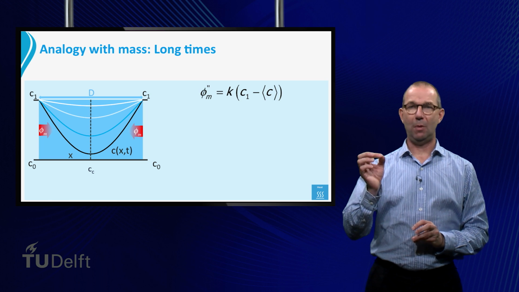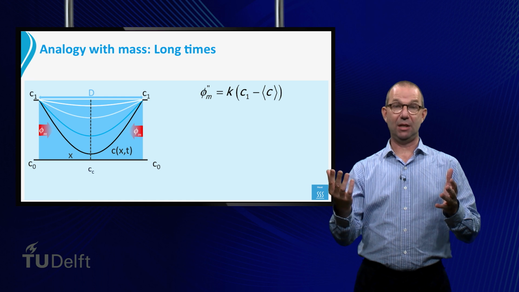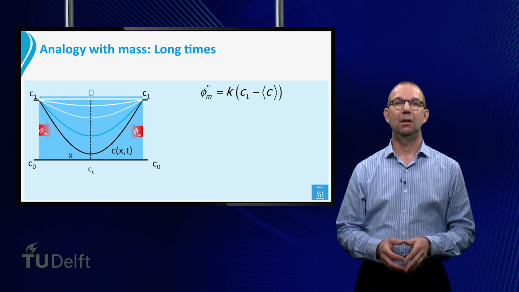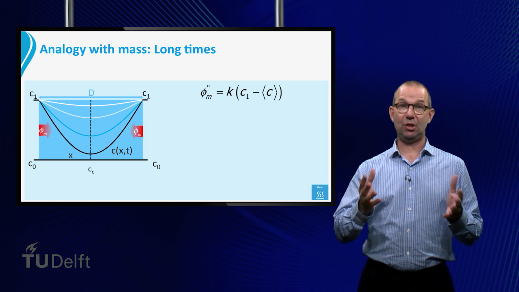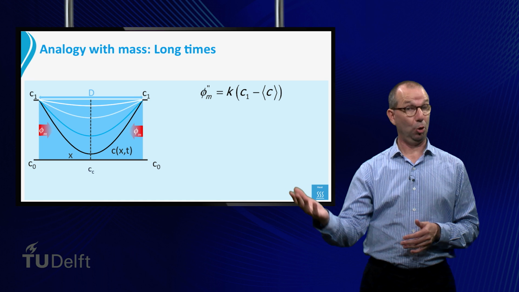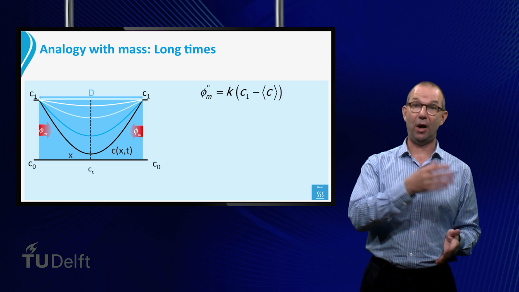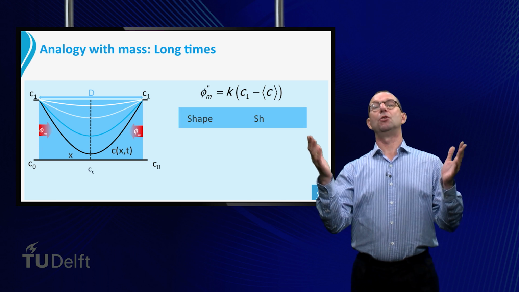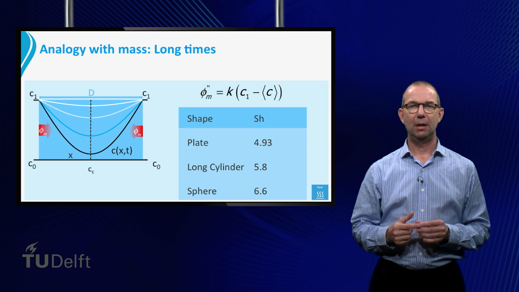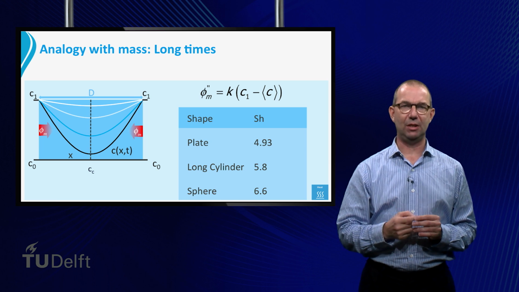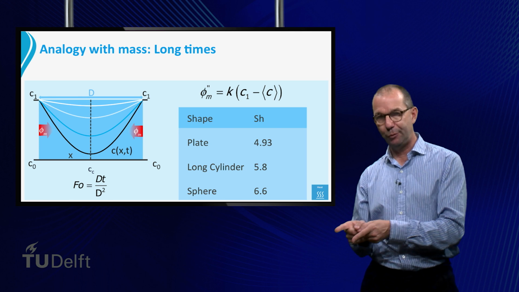We write the mass flux as K times the driving force, for instance based on the mean concentration. Then we give Sherwood instead of K. For the shapes we studied, this gives for the plate, Sherwood is 4.93. For a very long cylinder, Sherwood is 5.8, and for a sphere, Sherwood is 6.6. Note, like before, that we have to be careful with the letter capital D. Italic for diffusion coefficient, plain for size.